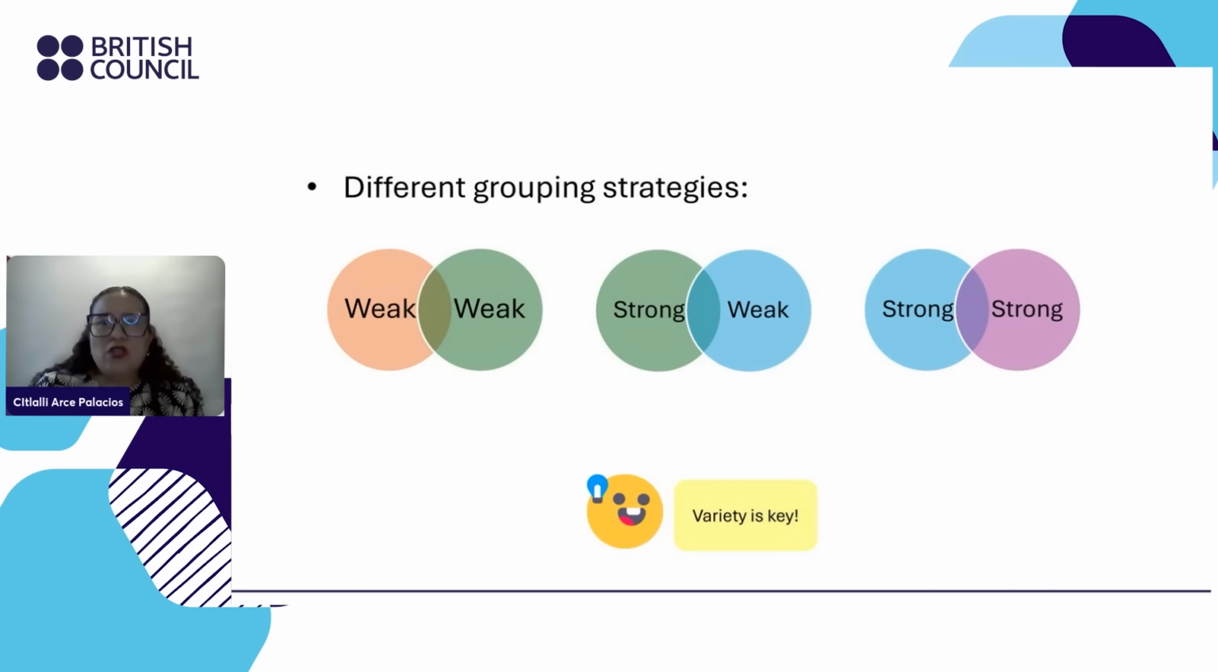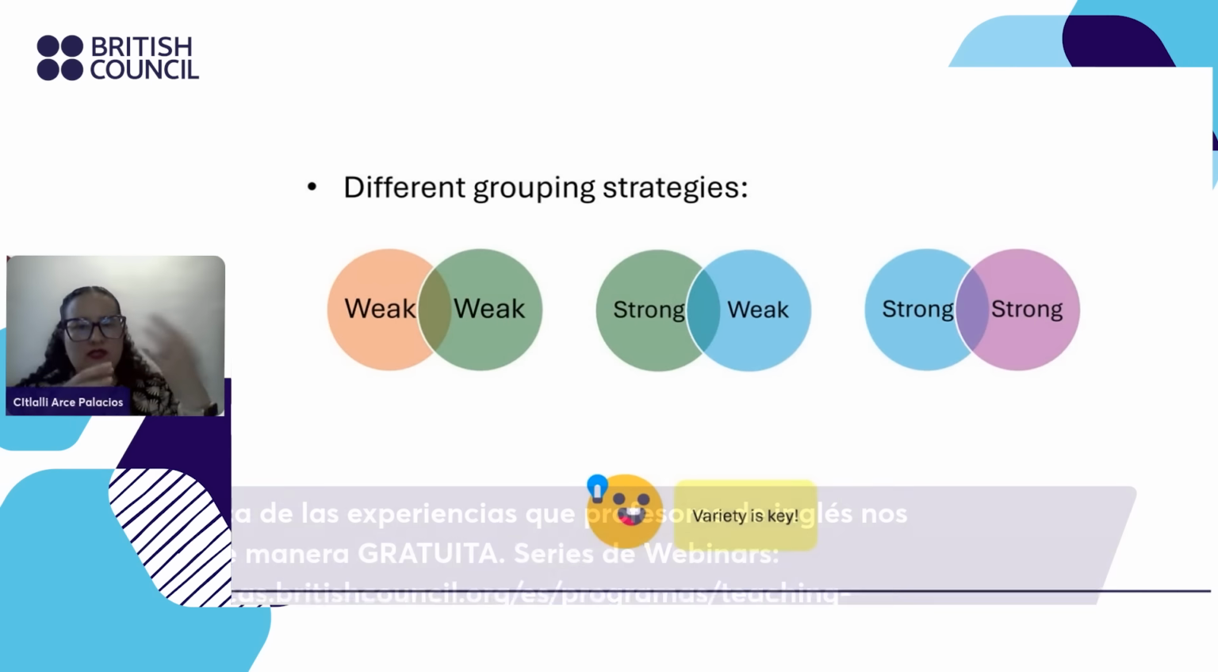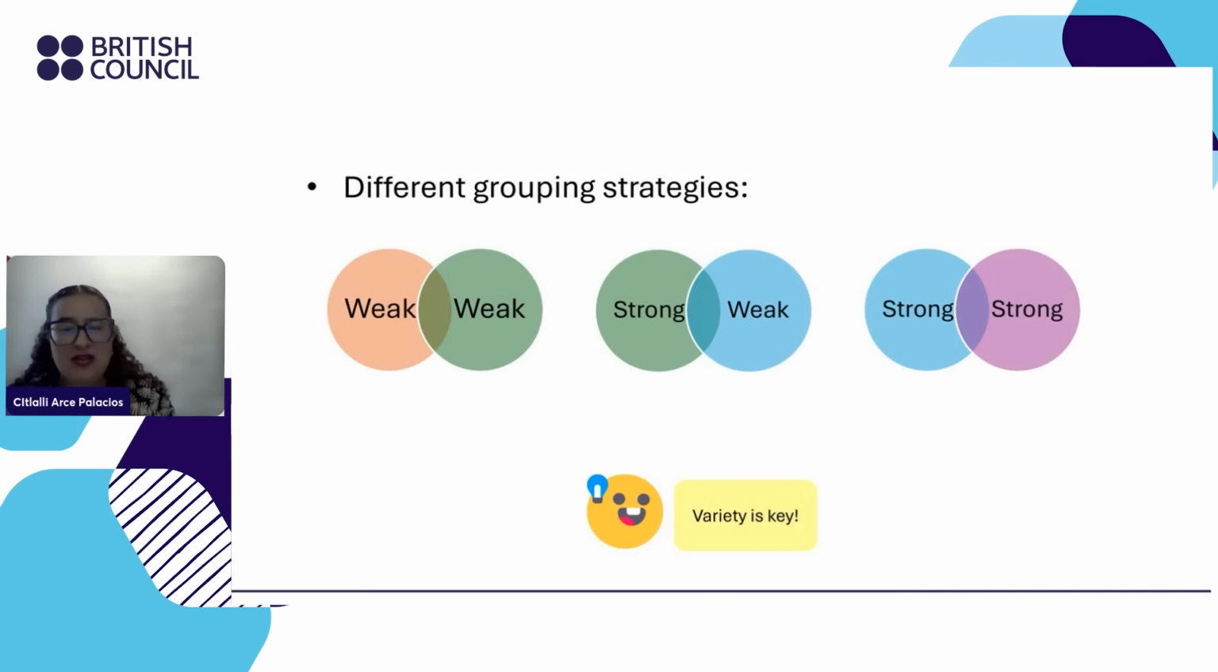Sometimes we can use different strategies for grouping, okay? Sometimes it can be on purpose, and we can pair, for example, a weak student with a weak student, strong with weak, or strong with strong, but we have to give variety. We cannot be all the time with the same combination, okay? As I said, we can pair them on purpose, and maybe I can have a pre-plan on how I am going to group my students for a specific purpose. Or I can use a roulette, so that it can be random, okay?